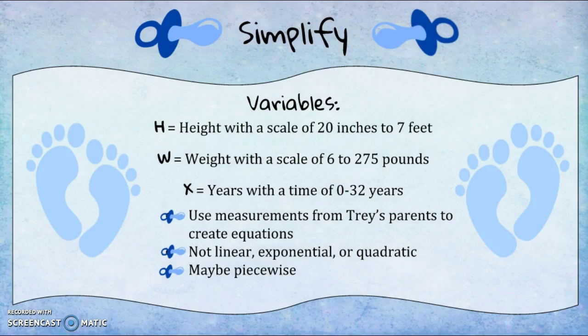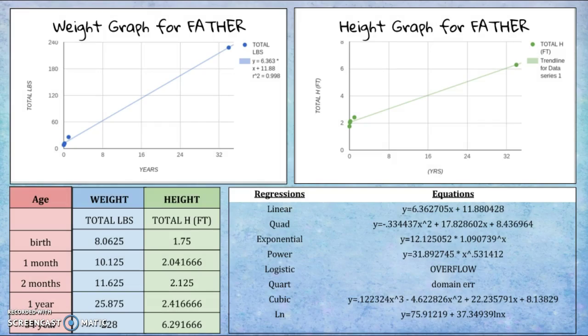We use the variable h for height, w for weight, and x to represent time in years. We believe the equation of best fit is not linear, exponential, or quadratic due to growth tendencies. To represent Trey as he grows, we showed change through graphs and tables. The first graphs and tables seen here are the weight and height of the father. After checking for the best regression equation for the data, the natural log function represents our data most realistically.